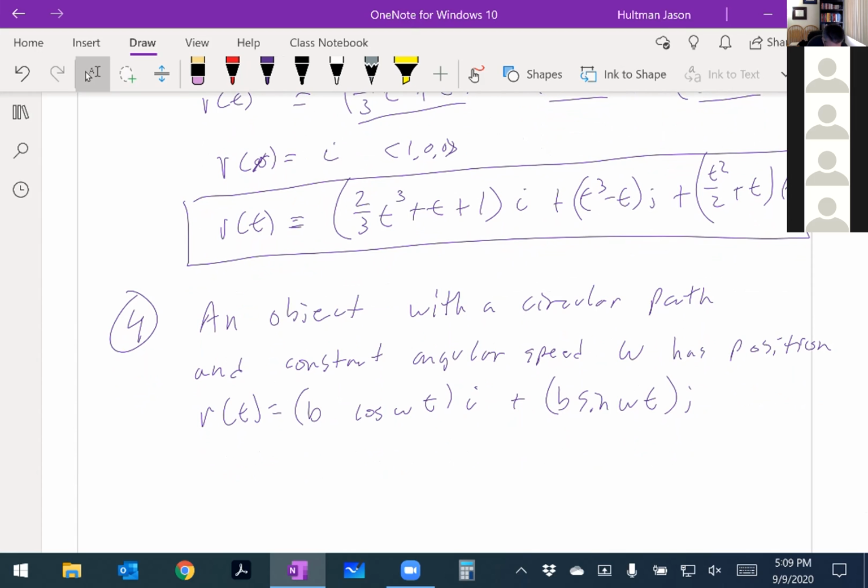Okay, find the force. Find the force that is directed toward the origin.